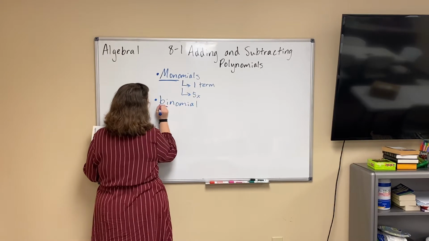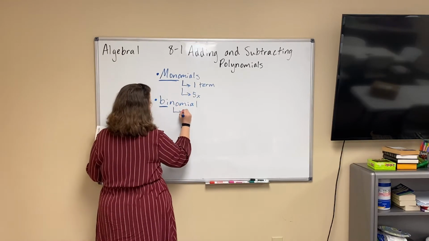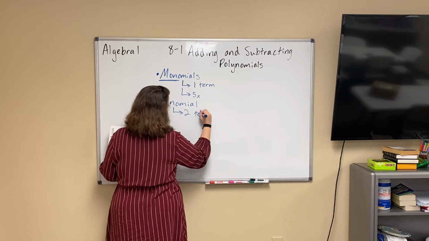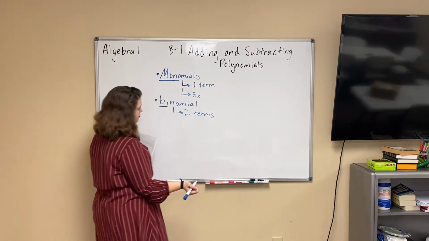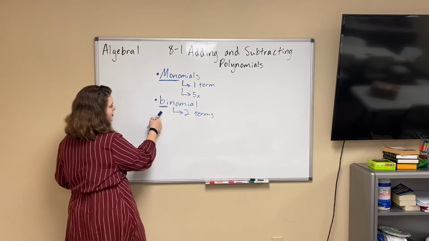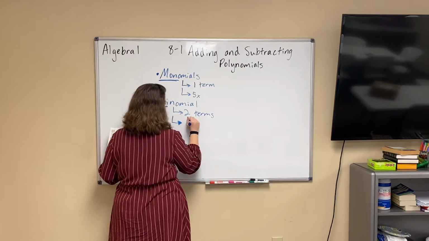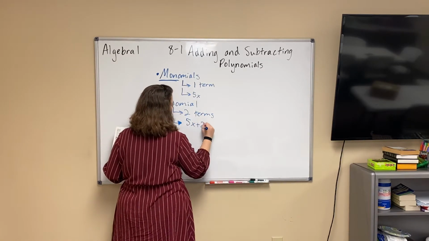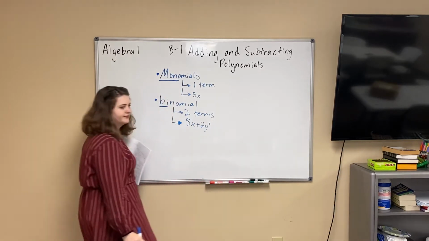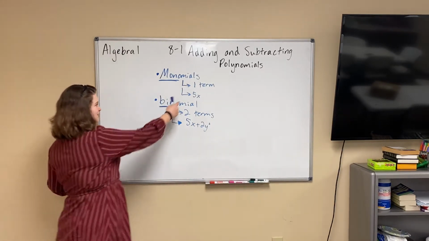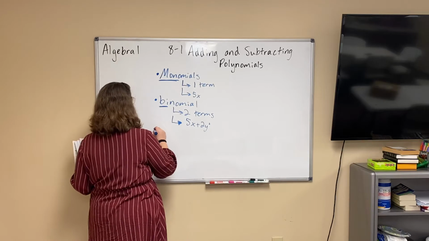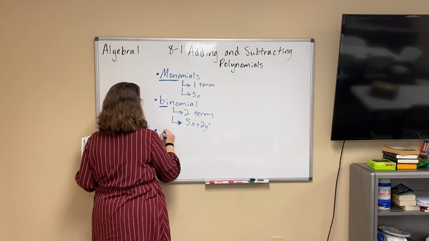see it has bi, is going to be something with two terms. Pretty straightforward. Mono means one, bi means two. Two terms, so it's going to look more like 5x plus 2y squared. That's 2. Mono is just going to be 1. Binomial is going to be 2. See if you can guess what this next one is.